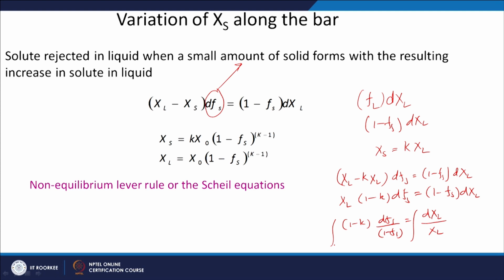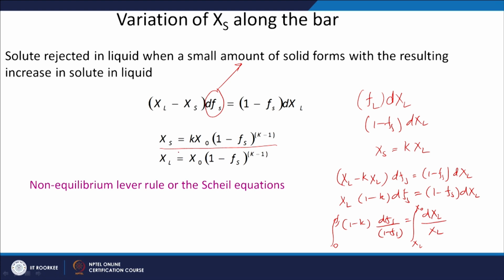And now, if we integrate on both the sides, I will integrate it from 0 to Fs, and this I am integrating from xl to x naught. So, when I integrate this, after doing the integration, the solution will be like this. It will be xs equal to k x naught 1 minus Fs to the power k minus 1. And this is actually what we call as the non-equilibrium lever rule or Scheil's equation.